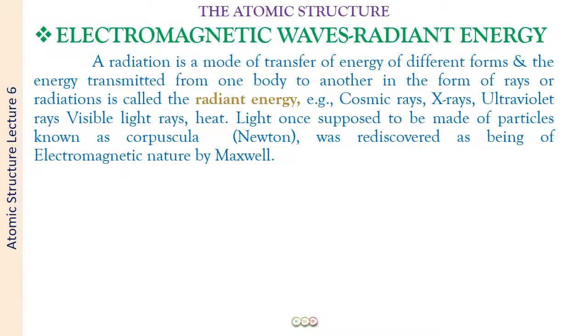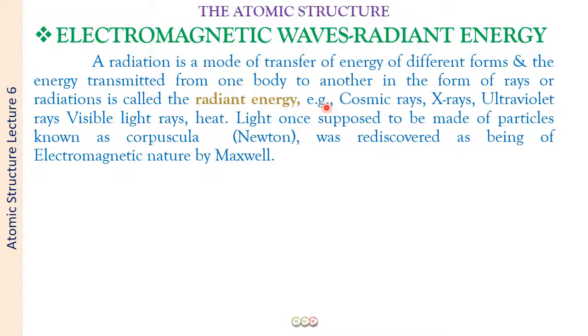To understand what electromagnetic waves or electromagnetic radiations are, first we should understand the definition of a radiation. A radiation is the mode of transfer of energy of different forms, and the energy transmitted from one body to another in the form of rays or radiations is called radiant energy. One very simple everyday life example is the sun's energy, which we receive from the sun in the form of rays or radiations.